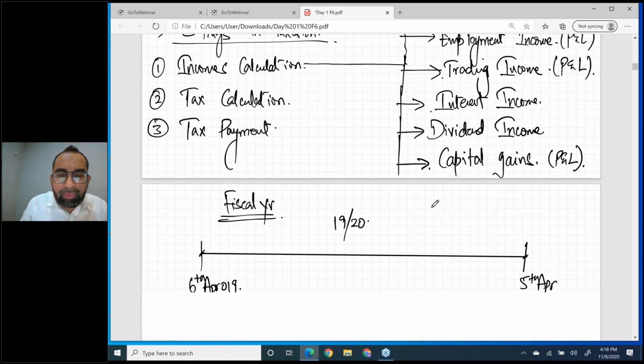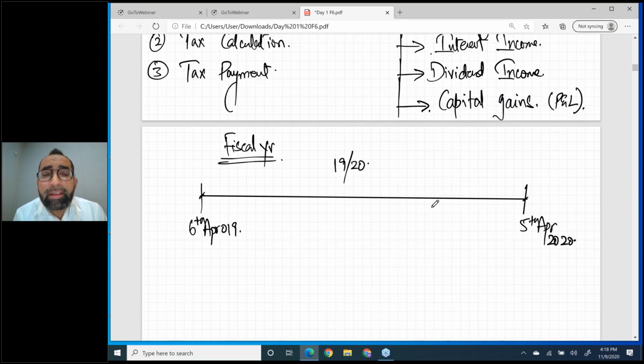Now my dear students, this is the fiscal year. In the UK, the fiscal year starts on 6th April and it ends on 5th April. And what's the relevant fiscal year for your paper? That is the December 2020 attempt. This is the 2019/20 fiscal year. We are studying, guys, the 2019/20 fiscal year. The 2019/20 fiscal year starts on 6th April 2019 and ends on 5th April 2020, right? Okay, so don't forget this fiscal year. This is the relevant fiscal year for you guys.